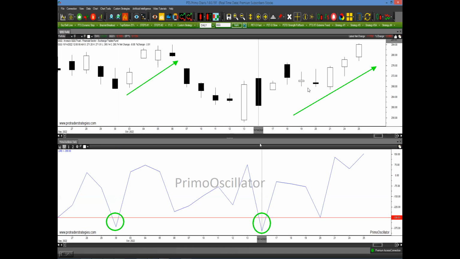So with the MACD, you had 2 losses and then 1 winner, probably just breaking even. With the Primo oscillator, you have most likely a break-even trade and then a winning trade. So a lot better odds in your favor.